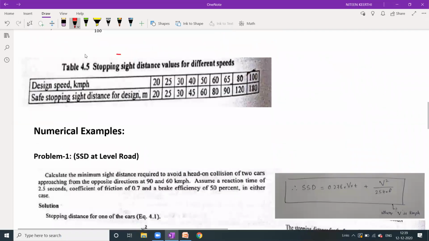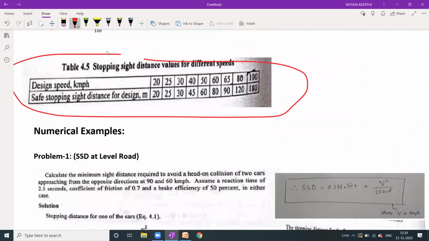And these are some of the stopping sight distance values for different speeds. This has been just given. See what happens in some cases on roads, if the stopping sight distance has not been designed. They will provide a signpost or signboards limiting the speed. You may have seen on most roads there are some speed limits like 30 kmph, 40 kmph, right?